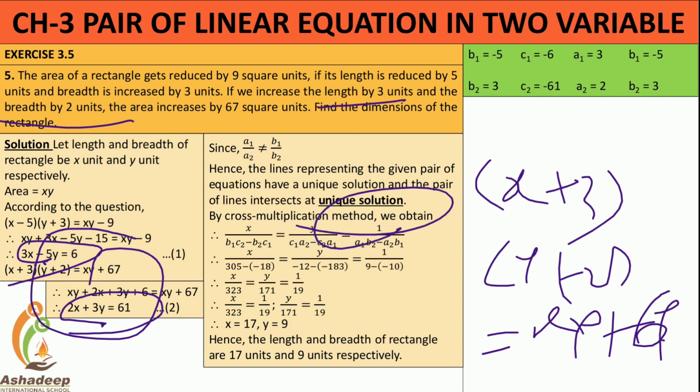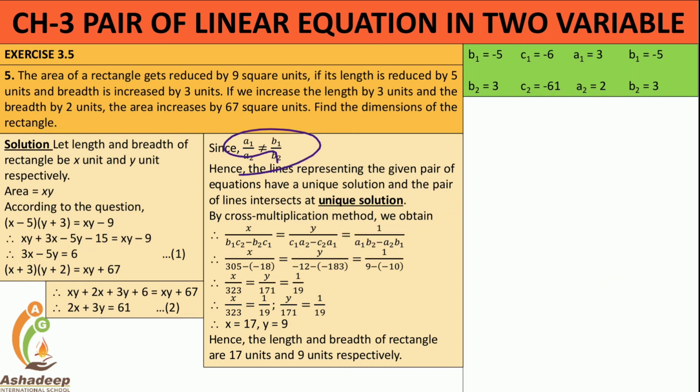And both the equations have a unique solution. Why a unique solution? Because a1 upon a2 is not equal to b1 upon b2. Now you can solve it with the help of any method. Here I think it is very comfortable to solve it with the cross multiplication method, so I use the cross multiplication method here. If you think that substitution is easy, you can go ahead with that. If you think elimination is easy, go with that, right? It is totally up to you.